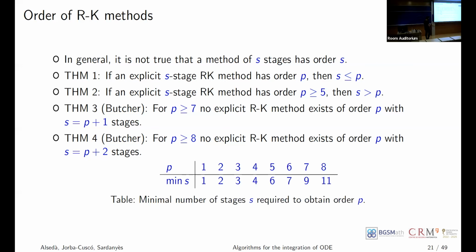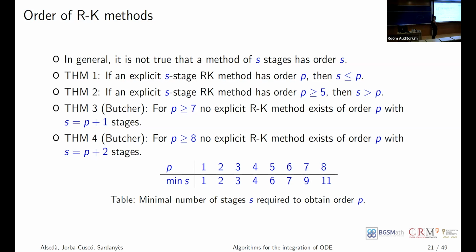So here I have a table with the minimal number of stages to obtain a Runge-Kutta of order 1, 2, 3, 4, up to 8. As you see at the beginning, that's Euler, 1, 1. And you can go on: 2 stages order 2, 3 stages order 3, 4 stages order 4. But then for order 5, you need 6 stages. For order 6, you need 7. For order 7, you need 9. For order 8, you need 11.